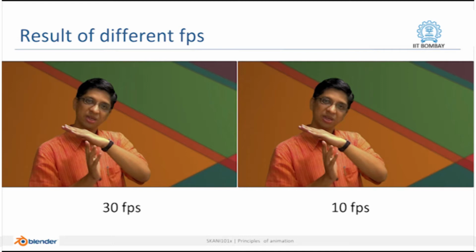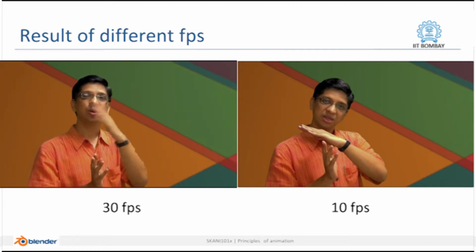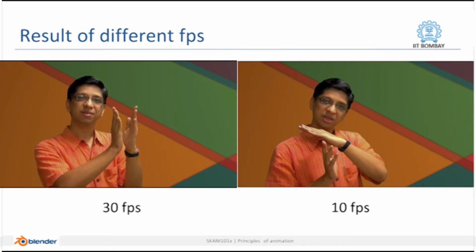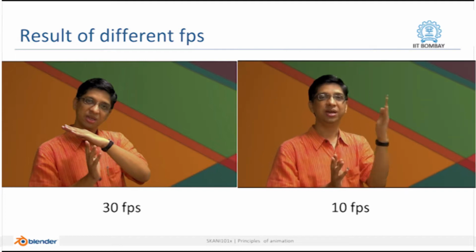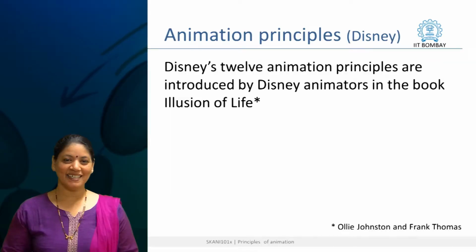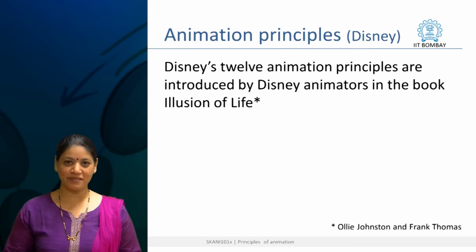Here is an example where the same video is rendered with different frame rates per second. One is with 30 frames per second, where we can see a smooth movement, but the other video is rendered with 10 frames per second. We can see a little bit of jerk in the movement. Let's start with the animation principle.